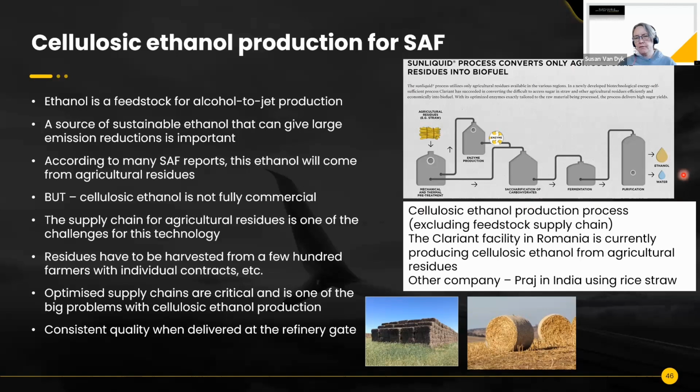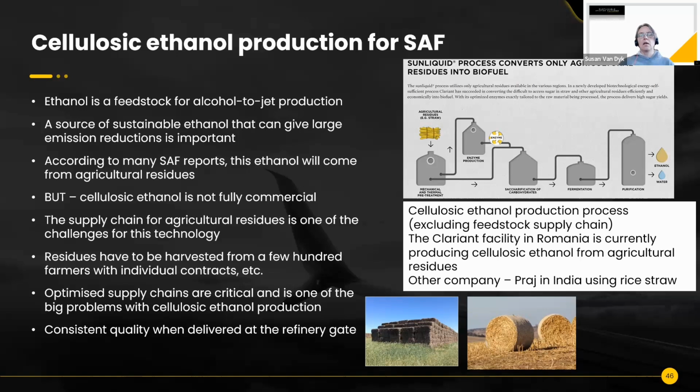So when I started doing these courses, there was a facility in Romania that used the Sunliquid process, and I put this diagram in, and then earlier this year, this facility closed down because they couldn't make it work. And that's what's been happening to facilities. I think the first cellulosic ethanol facility in the world opened in 2013 in Italy, and then there were 5 companies opening these facilities in the US, and they all closed down. They just couldn't make it work.